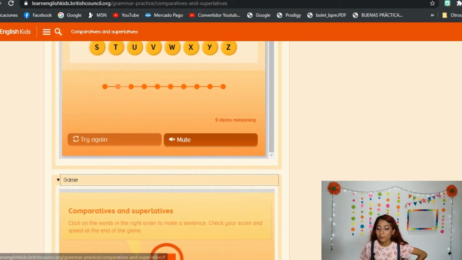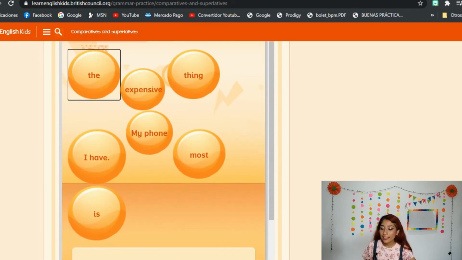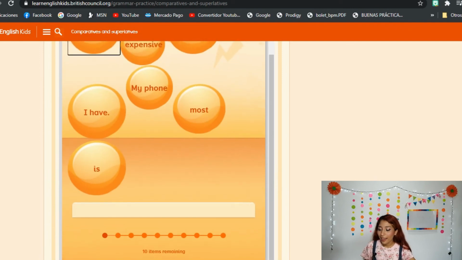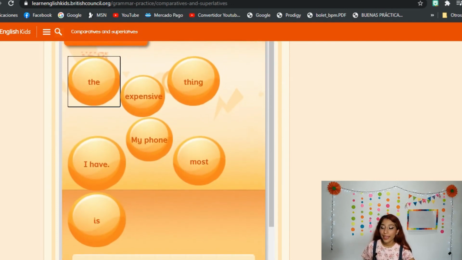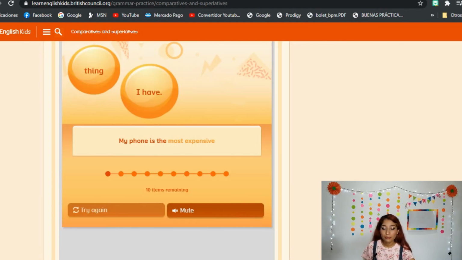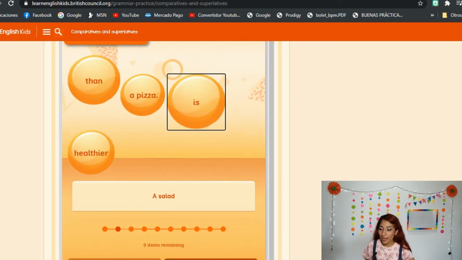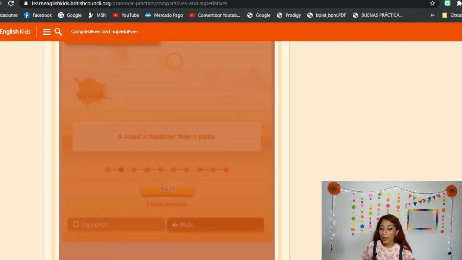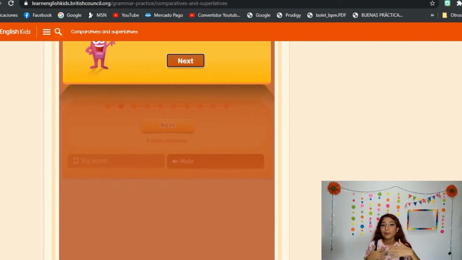Then you have another game in here. Comparative and superlative adjectives word to word. Start. In this activity, you have a clock. I can see it, but you need to finish super fast. And you need to make a sentence. My phone is the... Time's out. Try again. Is the most expensive thing. Okay, a salad is healthier than a pizza. And that's it. Well done. And you're going to keep doing sentences with this, okay? You are comparing using comparative and superlative adjectives. And that's it. Please try to play this game. This is going to help you a lot, and you are going to have a good time playing these games.